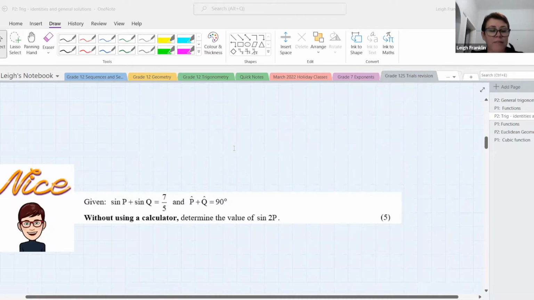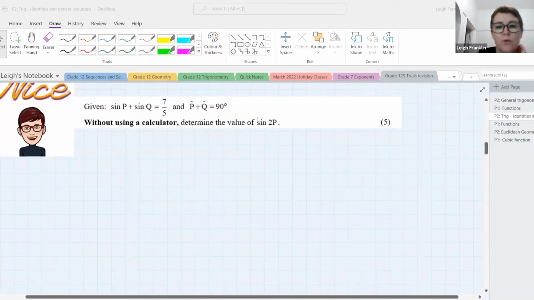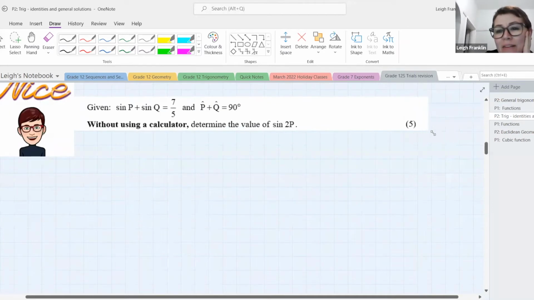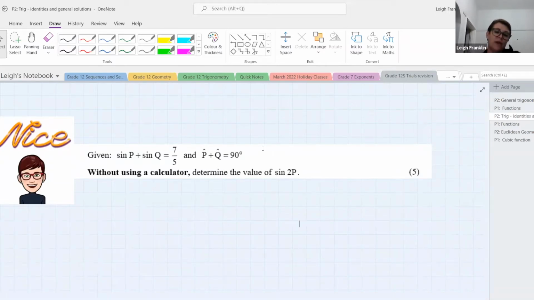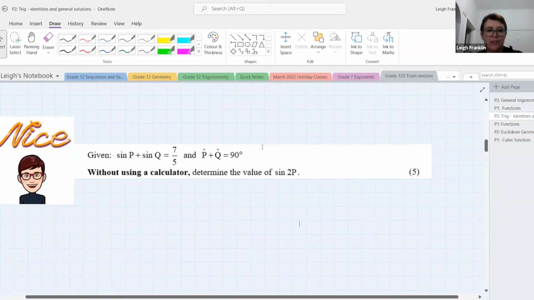Now this is a problem-solving question. Sorry, I found this and I really wanted to do it with you guys. We've been given sine P plus sine Q is 7/5, and P plus Q is 90. Without using a calculator, determine the value of sine 2p.